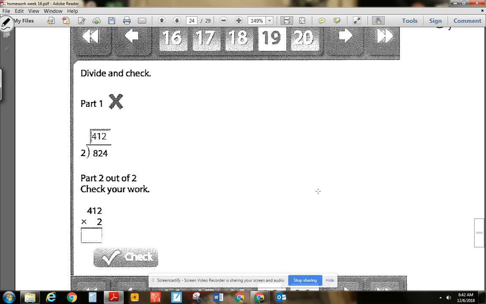All right, question 19. For this, I clicked through because on your computer, you have to do part 1, and then you have to do part 2. And this is just division, and then using the inverse or the opposite to check your answer. So let's go ahead and do 824 divided by 2.